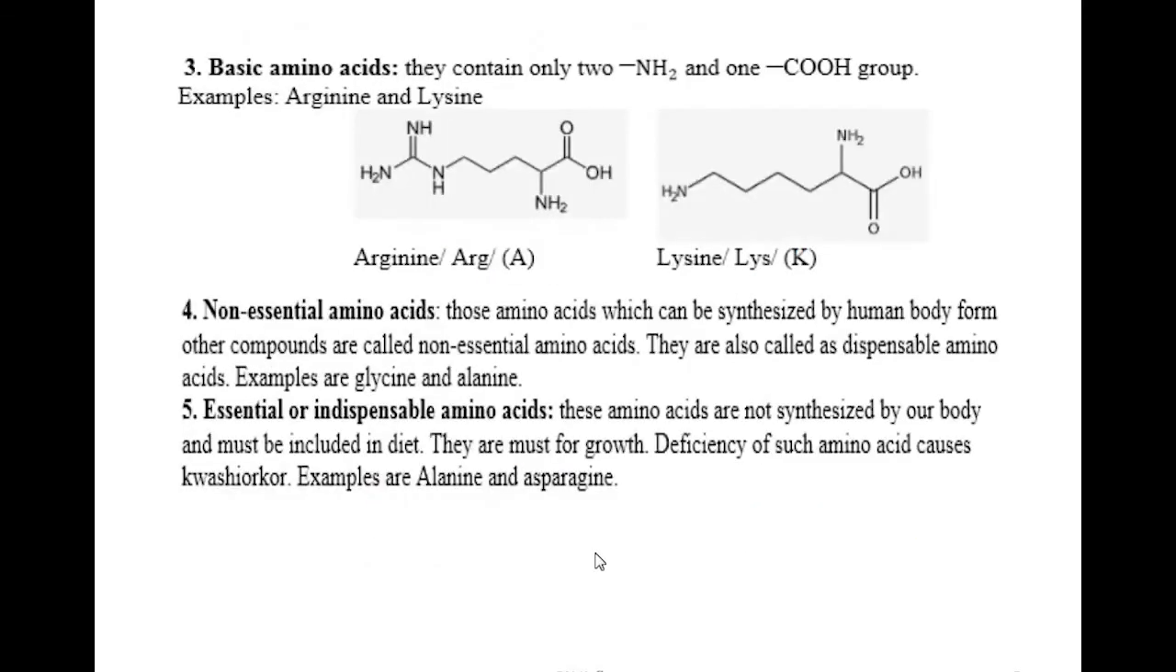Basic amino acids contain two NH2 and only one COOH group. We have the examples arginine and lysine. This is the skeletal structure of arginine, and this is the skeletal structure of lysine.